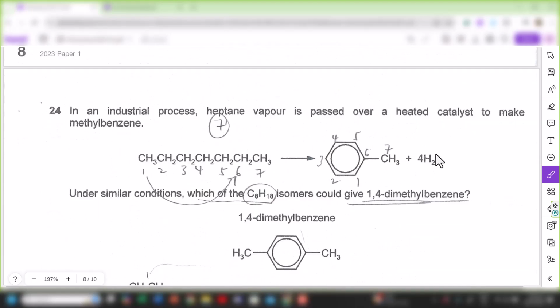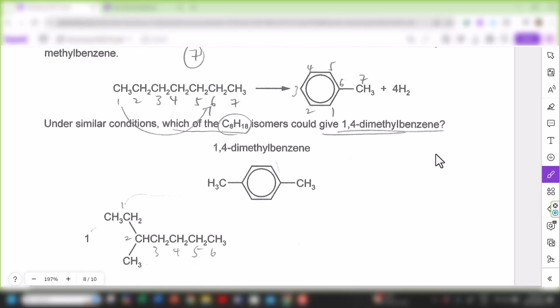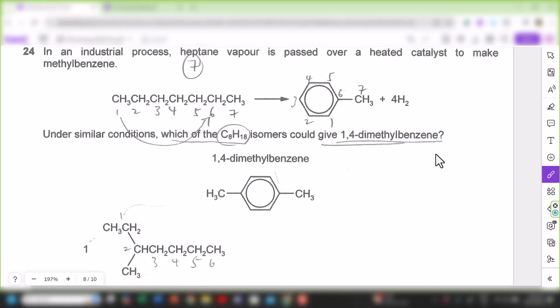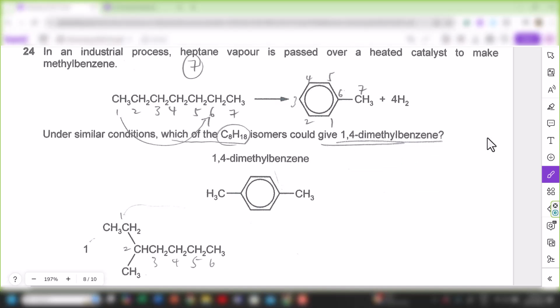Question 24. In an industrial process, heptane vapor is passed over a heated catalyst to make methylbenzene. So you have this process over here. Under similar conditions, which of the C8H18 isomers could give 1,4-dimethylbenzene? The best way to do this question is to number the carbons. So what I'm going to do now is draw it in a nice shape, and then number them accordingly. I'm going to do the numbering 1, 2, 3, 4, 5, 6, 7.